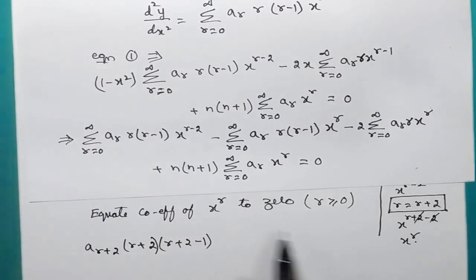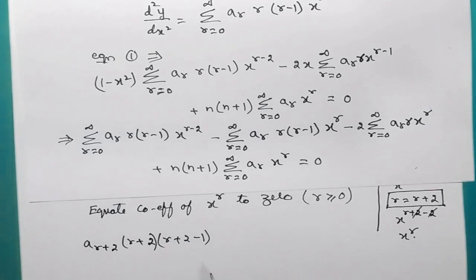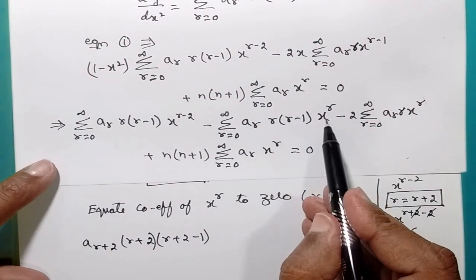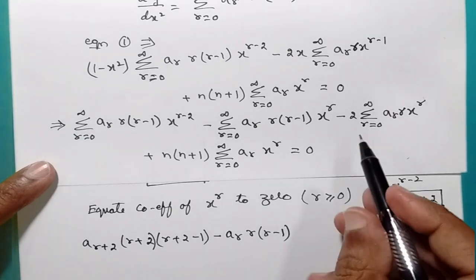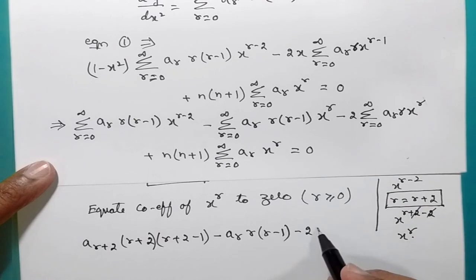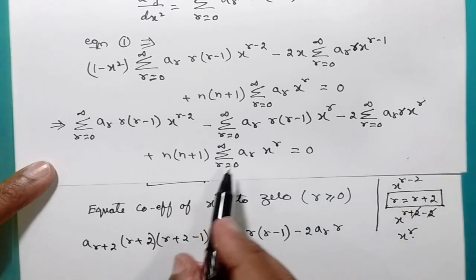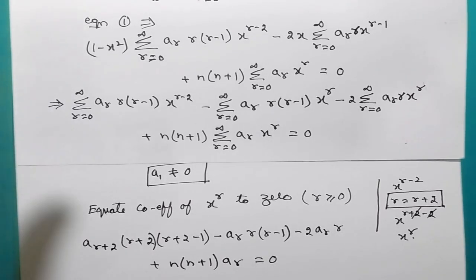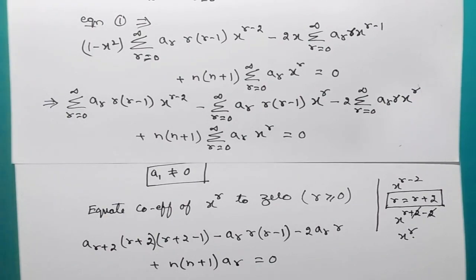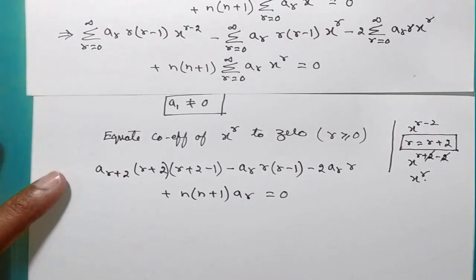So we got the coefficient of x power of r as a_(r+2) into (r plus 2) into (r plus 2 minus 1). Second term, you already have x power of r, so you write down the term as it is, a_r into r into (r minus 1). Coming to the next term, minus 2 into a_r into r. Next term also has x power of r, so write down plus n into (n plus 1) into a_r is equal to 0.